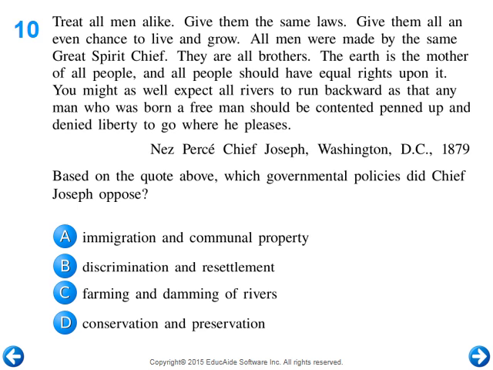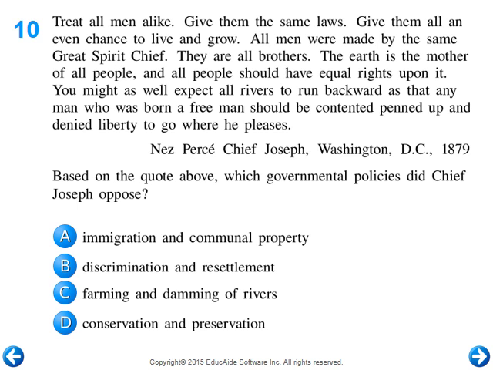Based on the quote above, which governmental policies did Chief Joseph oppose? Now, based on everything, he was talking about equality. That's what he was talking about. So it wouldn't be immigration and communal property. No. B, discrimination and resettlement. Well, he talked about people being forced to live on reservations. He talked about people being treated differently. So let's hold on to B.